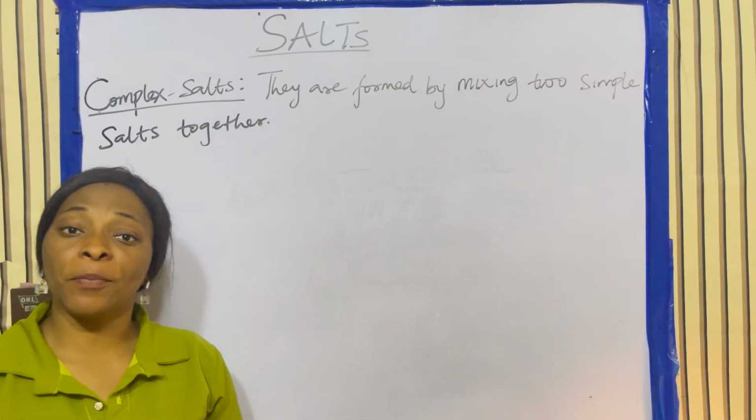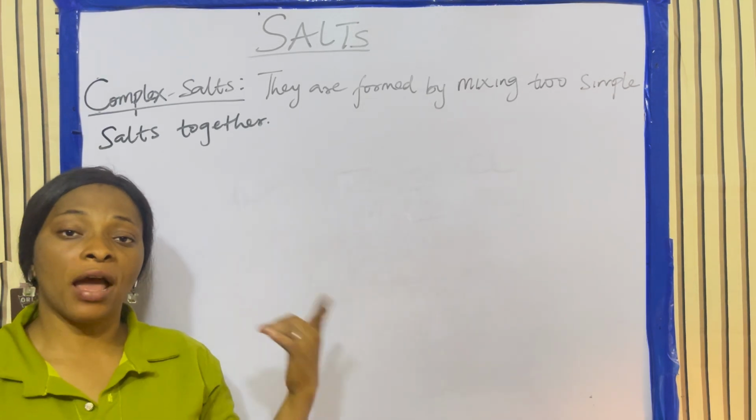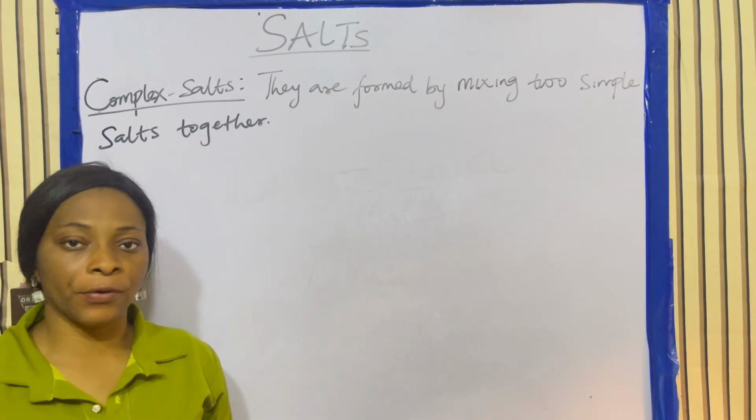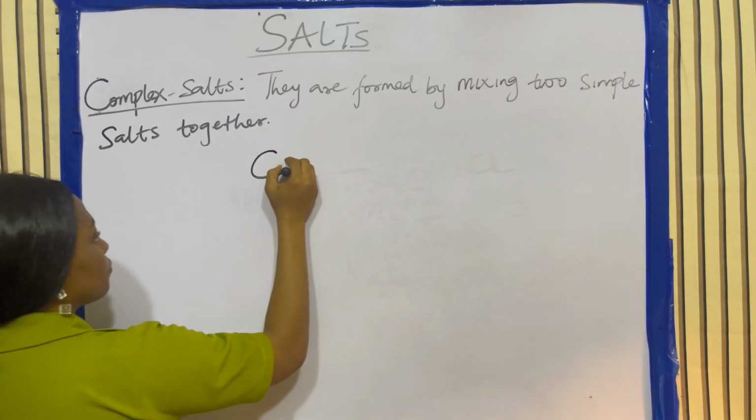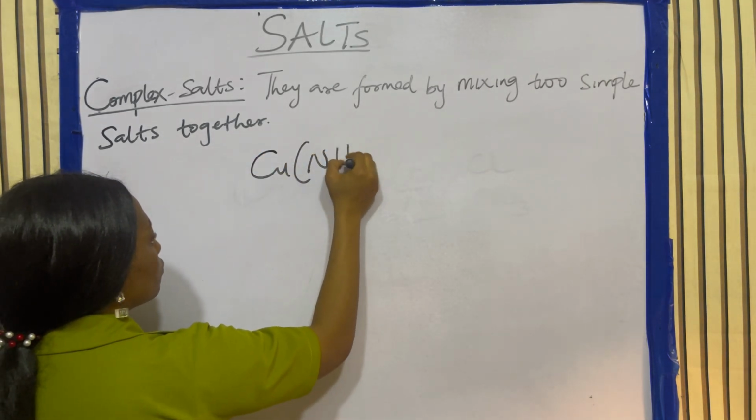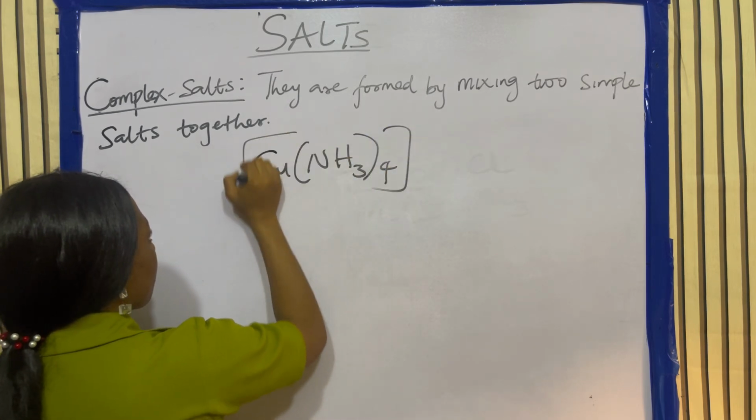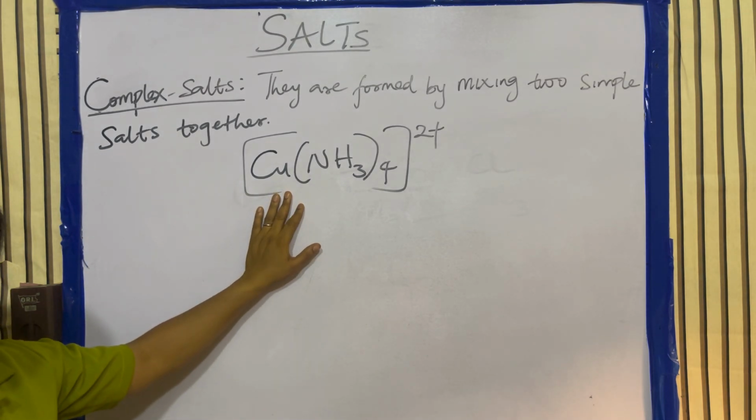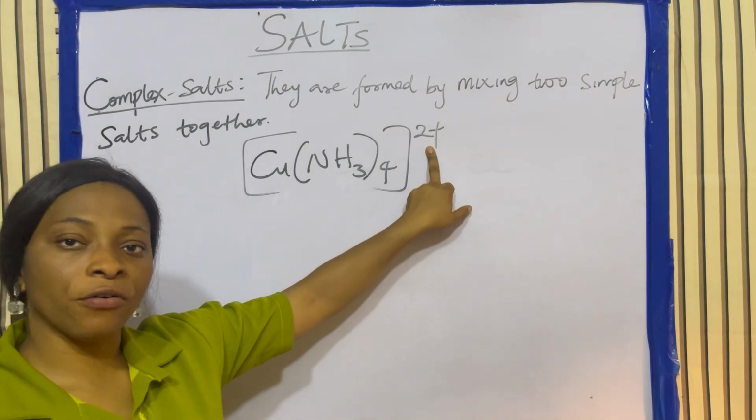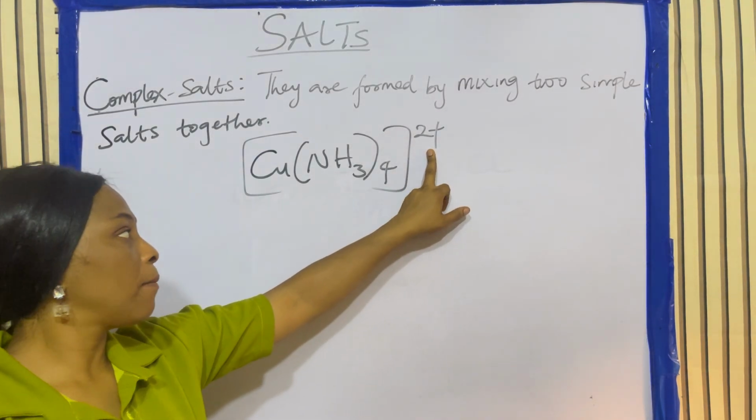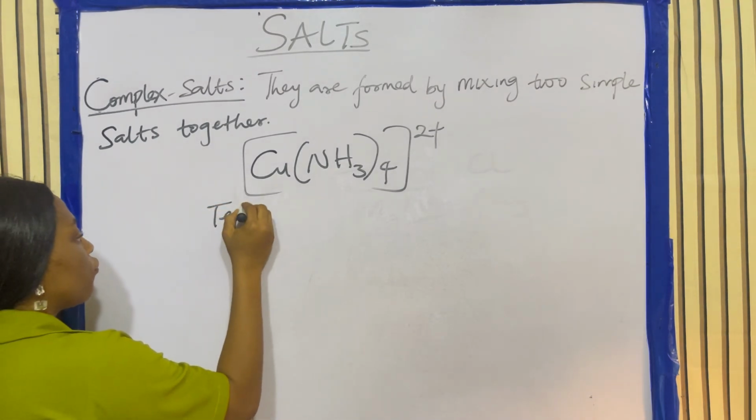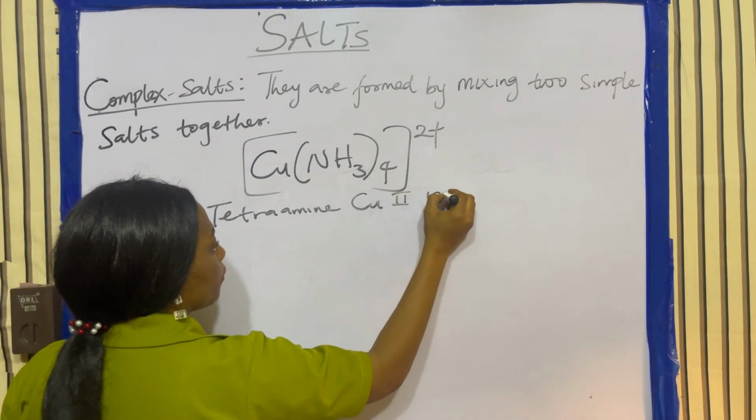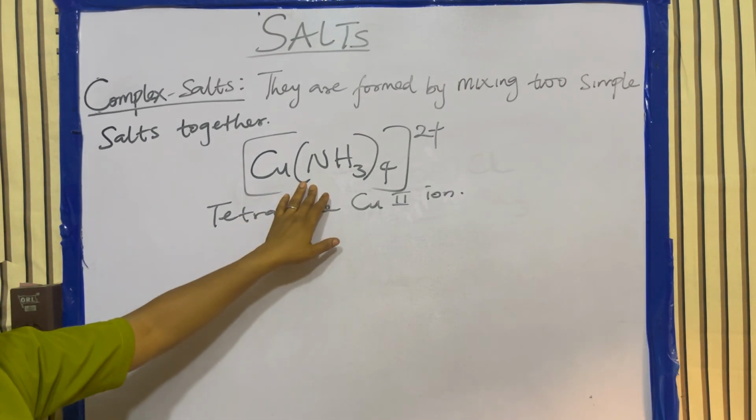For example, you mix copper 2 tetraoxosulfate 6 and ammonium hydroxide solution, you will come up with what we call tetramine copper 2 ion. Look at it here. You will come up with this. It is a complex salt. Most of those complex salts are ionized. So this salt is tetramine copper 2 ion. This is an example of a complex salt.